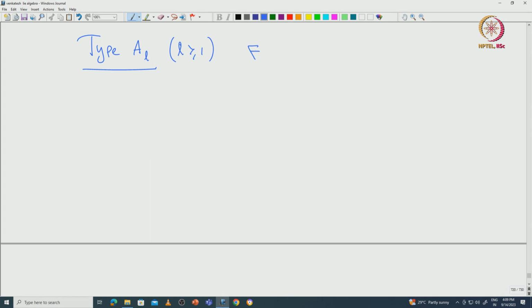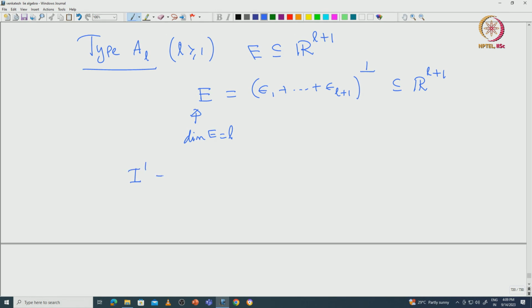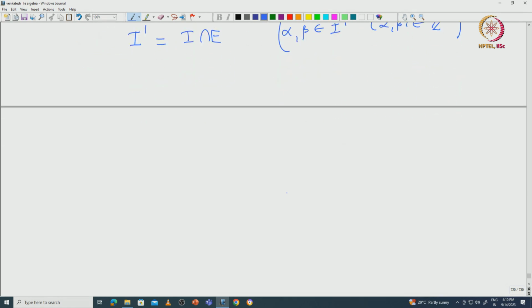For this, you construct the Euclidean space as a subspace of R L plus 1. You take E to be the orthogonal complement of the vector epsilon 1 plus etcetera plus epsilon L plus 1 inside your R L plus 1. This has dimension L obviously, and this is the space in which our root system actually works. You take the lattice I dash to be just I intersection E. Now it is clear that whenever alpha, beta are in I dash, the inner product of alpha and beta is an integer. That is trivial to check. Now, what is phi?